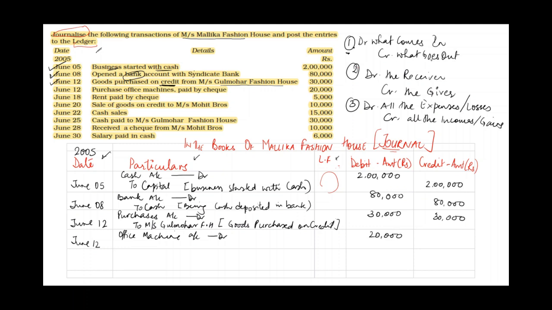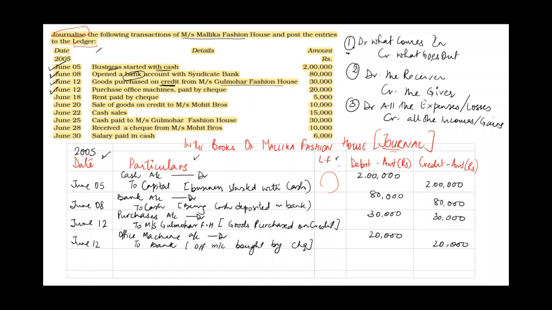And to what? To bank, because it's paid by check. 20,000. Alright, so here you will say office machine bought by check. Alright, so we have completed this as well.